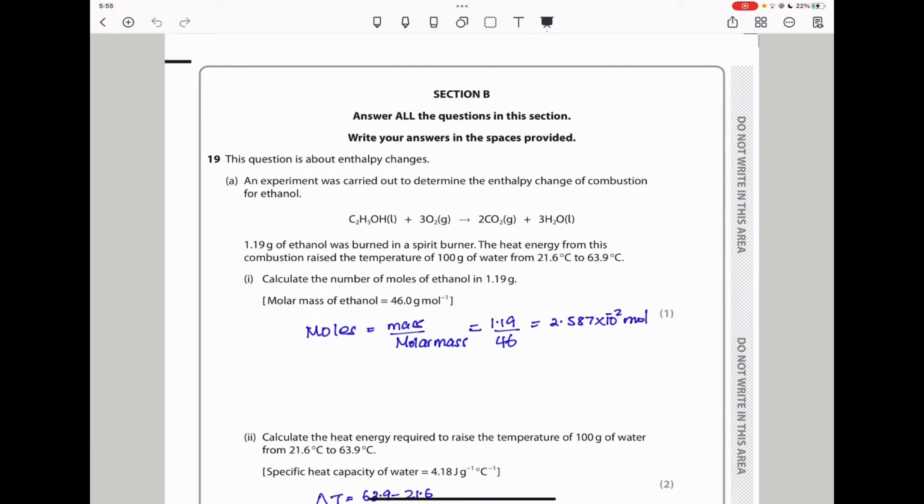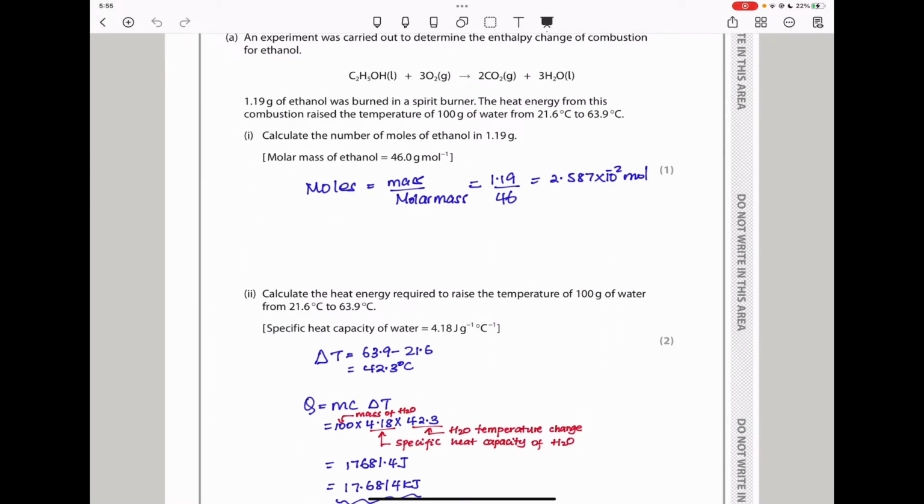Celsius. They have given us the molar mass of ethanol, which is 46 grams per mole. So they say calculate the number of moles of ethanol in 1.19 grams. So I know this is the mass and that is the molar mass of ethanol, so we can just substitute. In this formula, number of moles is mass over molar mass, which is 1.19 divided by 46. And you get 2.587 times 10 power negative 2 mole. So here you get 1 mark.